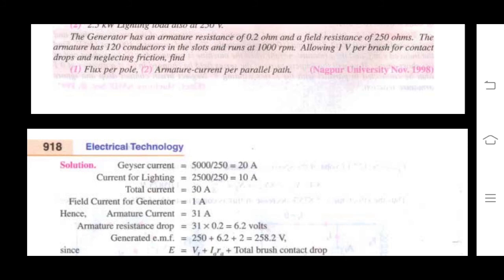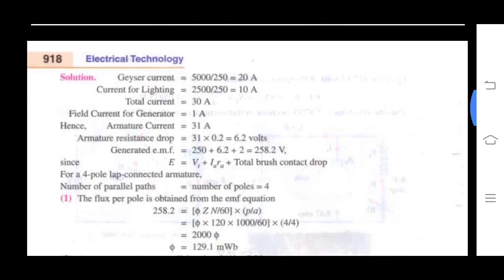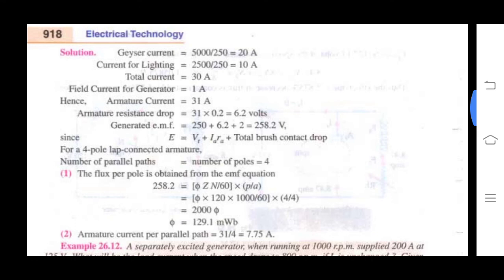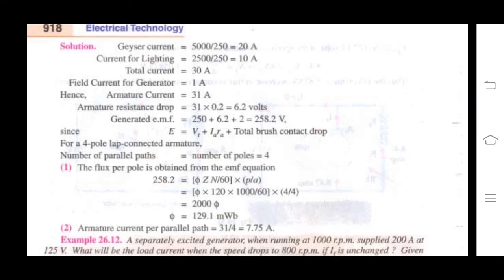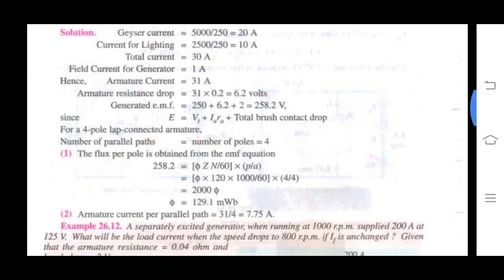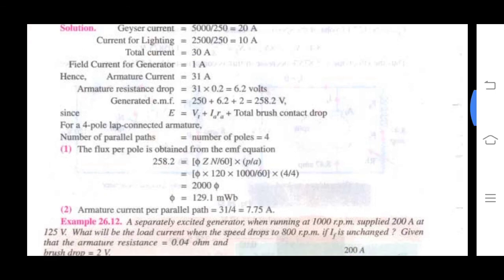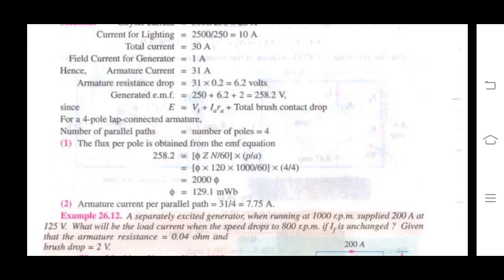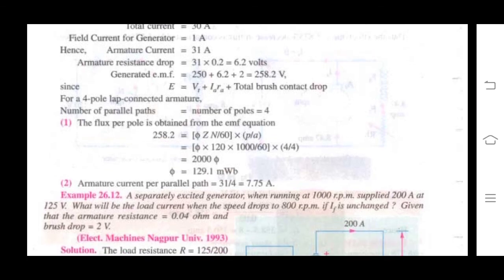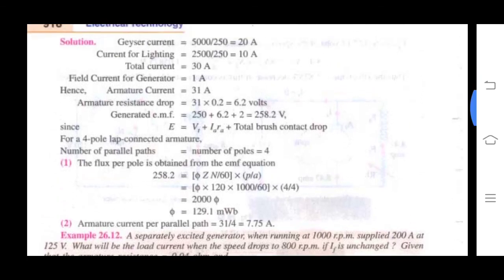Armature current: geyser current is 5000 by 250, that equals 20 amps. Current for lighting is 2500 by 250, that equals 10 amps. Total current equals 30 amps. Field current for the generator equals 1 amp. Armature current is 31 amps.